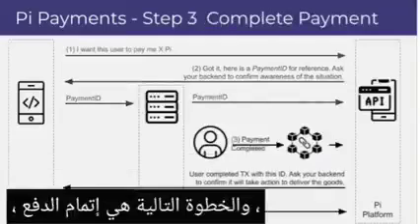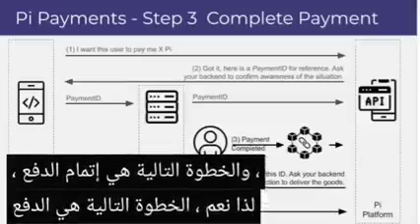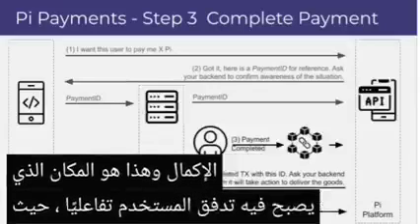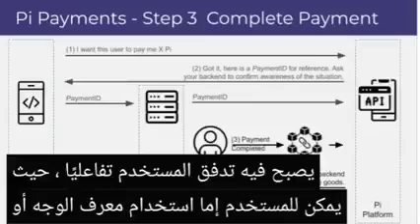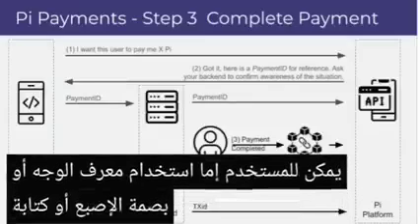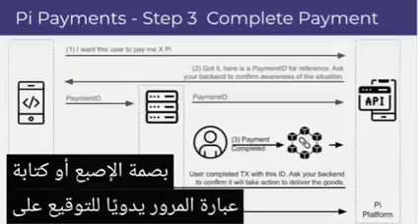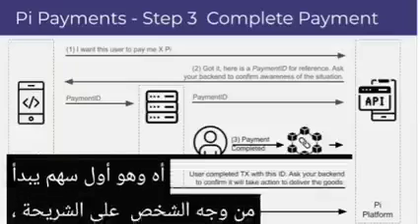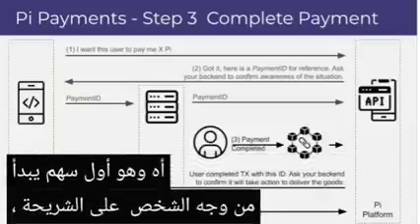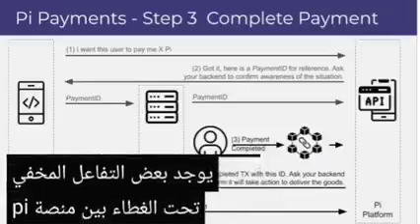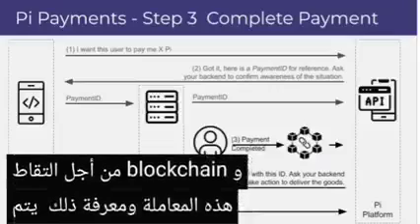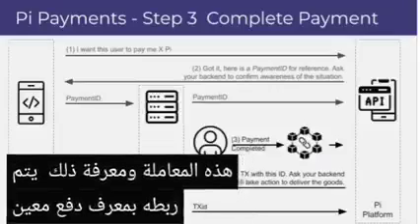The next step is payment completion, and this is where the user flow becomes interactive. This is where the user gets to either use Face ID or fingerprint or manually type their passphrase to sign the transaction. The transaction gets sent to the blockchain, which is the first arrow starting from the person's face icon on the slide. There is some interaction that is hidden under the hood between the Pi platform and the blockchain in order to pick up this transaction and know that it is linked with a given payment ID.